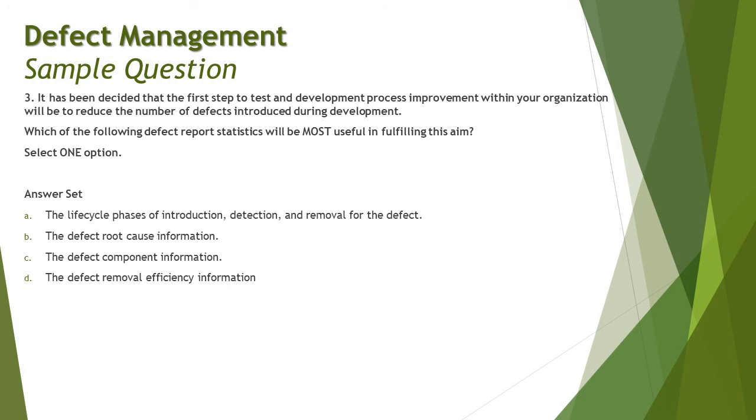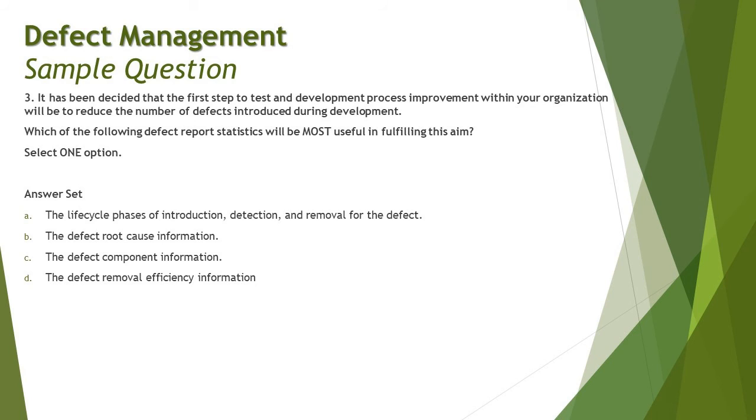Moving to the next, question 3. It has been decided that the first step to test and development process improvement within your organization will be to reduce the number of defects introduced during development. So we have got some improvement ideas here as per the scenario, and that is to reduce the number of defects introduced during development. Which of the following defect report statistics will be most useful in fulfilling this goal or aim? Select one option. We have got 4 options here.